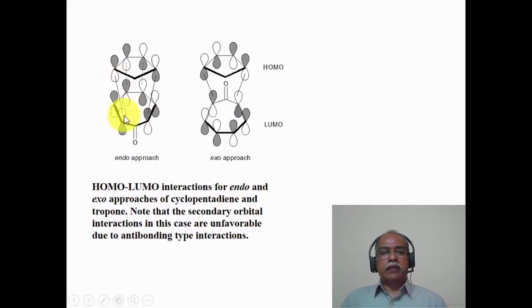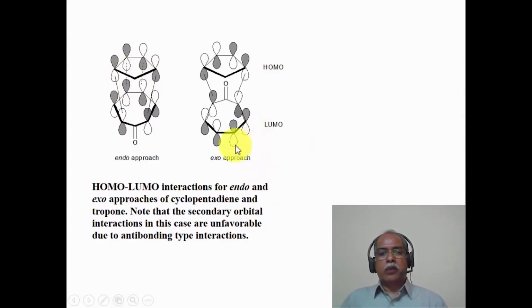This primary interaction essentially leads to the sigma bond formation, but in the endo approach, if you see, the secondary orbital interaction is an unfavorable antibonding type of interaction. Such an antibonding interaction in the transition state will essentially destabilize the transition state. Moreover, the endo approach is actually a sterically hindered approach. It doesn't have the thermodynamic stability of the secondary orbital interaction.